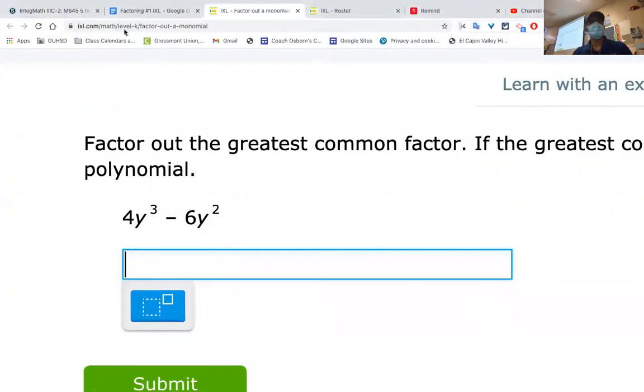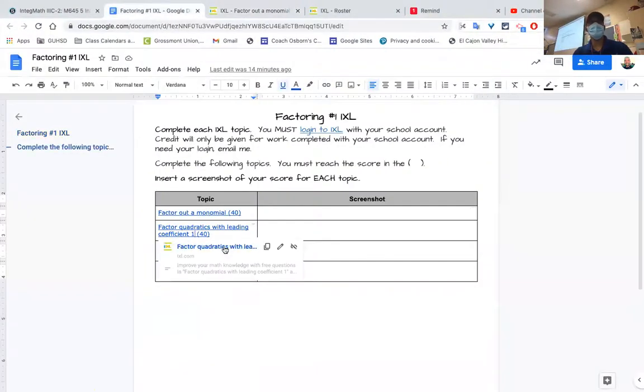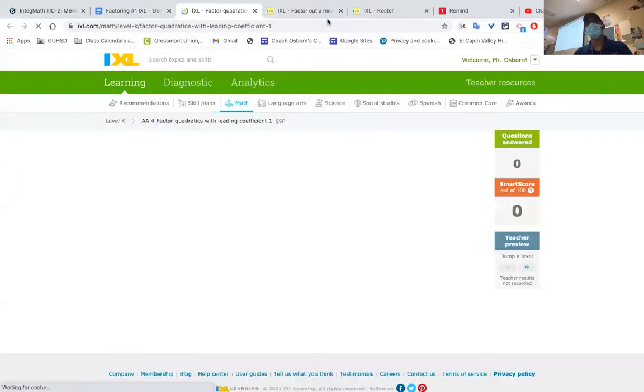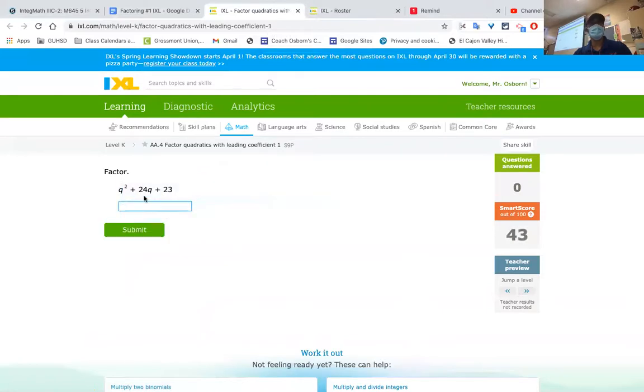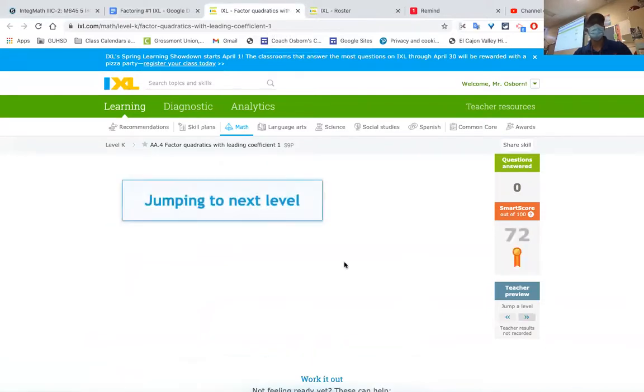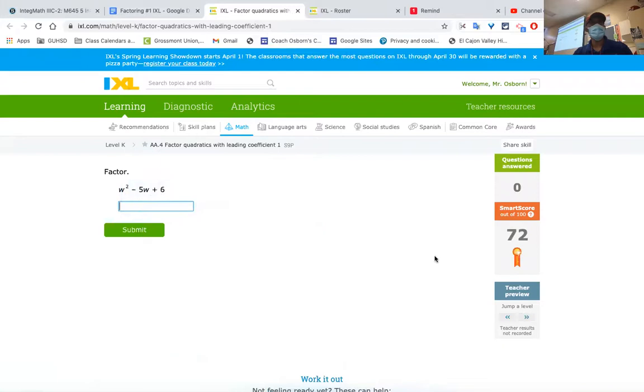Okay, so now let's take a look at the next one. So pretty much all the problems in that first one are just like that. Okay, so now let's look at ones like this. Let's see if I can get a different one here. They're all pretty similar. So we'll just go with those.